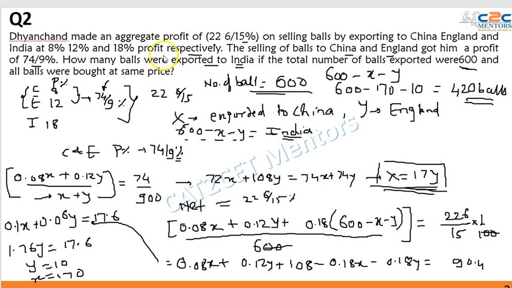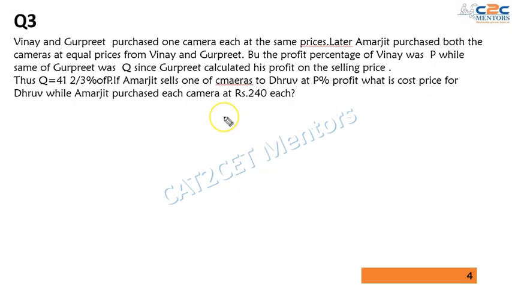And the confidence is the key, because without confidence the chances of making silly errors or calculation errors increases. Question number 3. Vinay and Gurpreet purchased one camera each at the same prices.